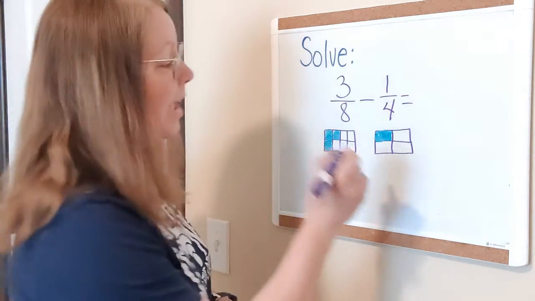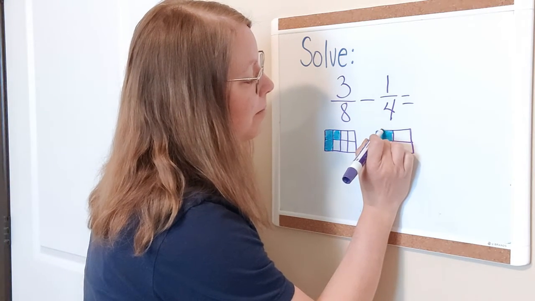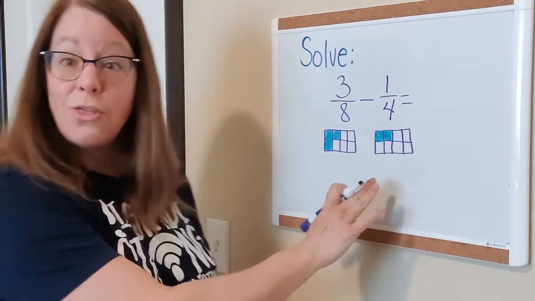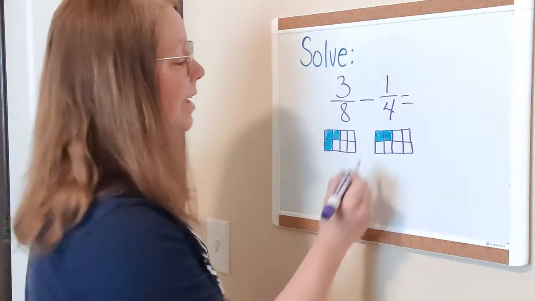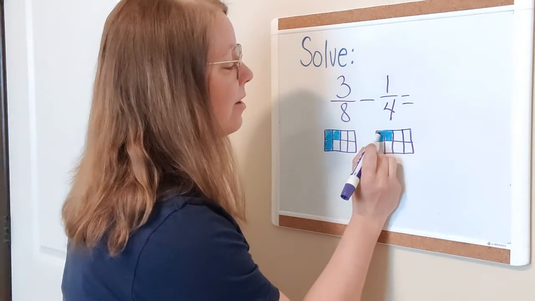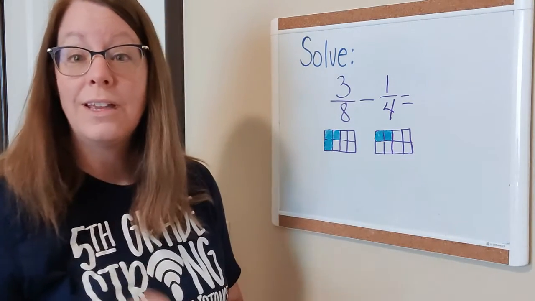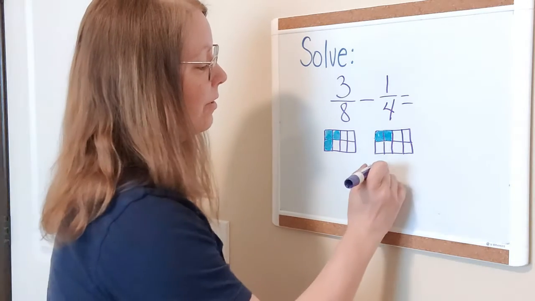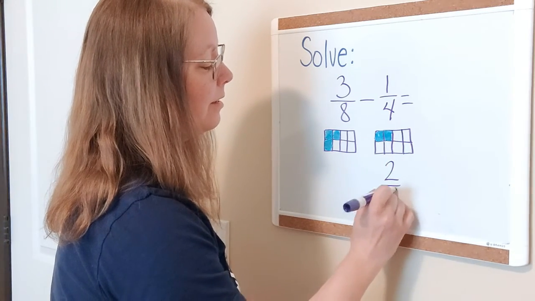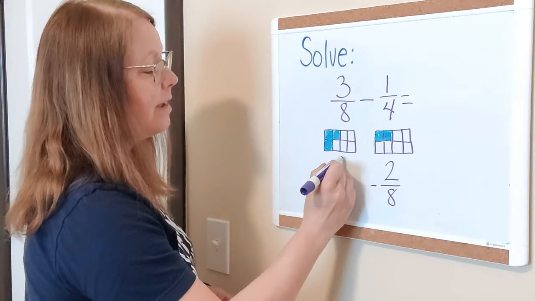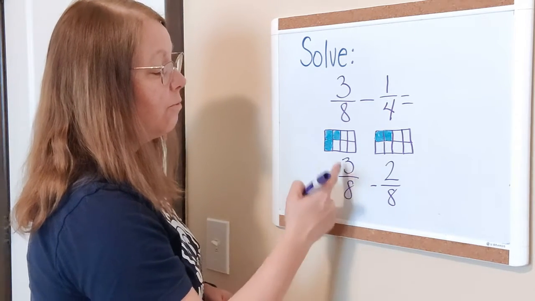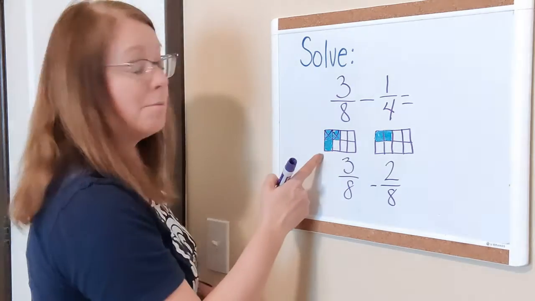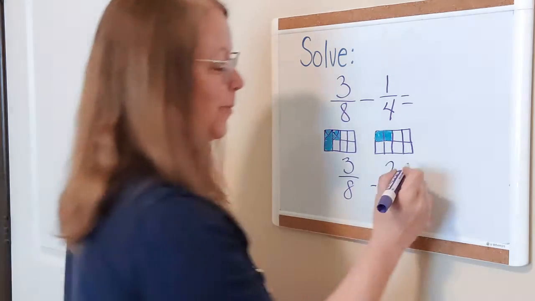So I'm going to go ahead and keep cutting, and I'm going to make this now into 8 equal pieces. And you see now those 2 look the same. How many do I have over here? Now my 1/4 is 2/8. So I have 2/8, and this is still 3/8. So 3/8 minus 2/8. So I'm going to just take away these 2. And how many do I have left? Just 1.